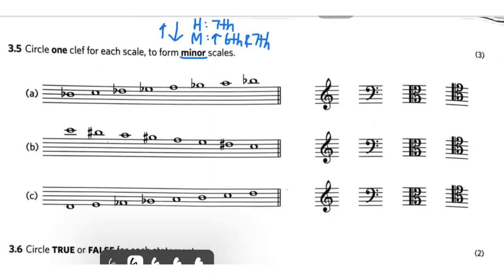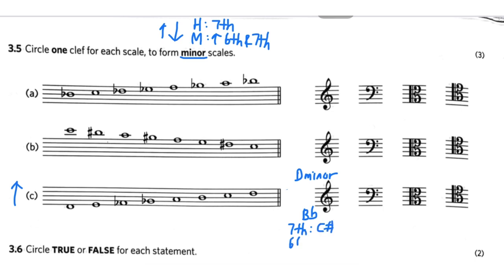The last question shows an ascending scale, which means if it's a harmonic minor, the 7th note is raised, and for melodic, both the 6th and 7th will be raised. And now we'll look at the clef to see which scale it will form. If it's the treble clef, it will be a D minor, which has B flat as key signature, the 7th note is C sharp, and the 6th note will be a B natural.